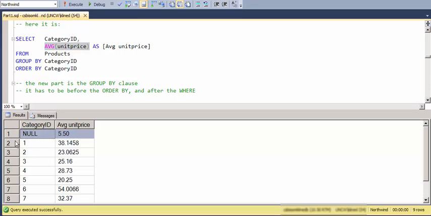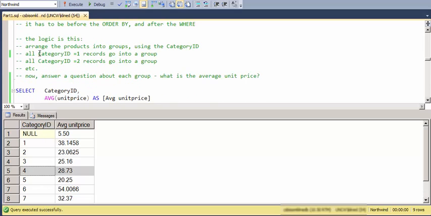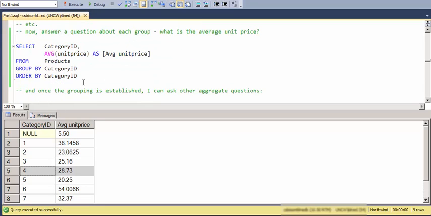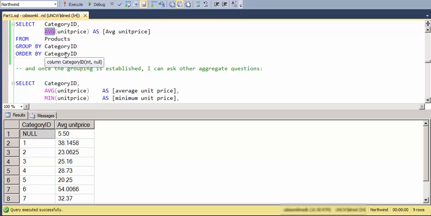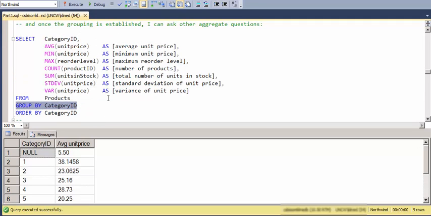Notice that each record here represents a group of products, not an individual product. So the logic is, take all the category 1 records, put them into a group, take all the category 2 records, put them in a group, and now answer a question about each of those groups. Again, group by category ID: arrange the records into groups and then calculate an average for each of those groups. Now, once the grouping is established, see this group by clause, in my next query, that group by clause hasn't changed.